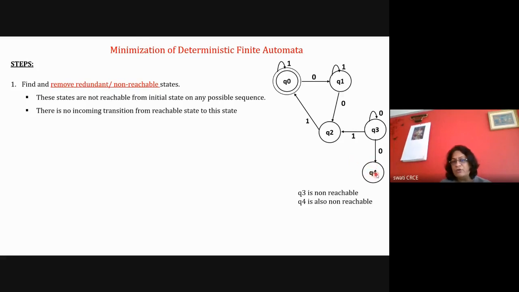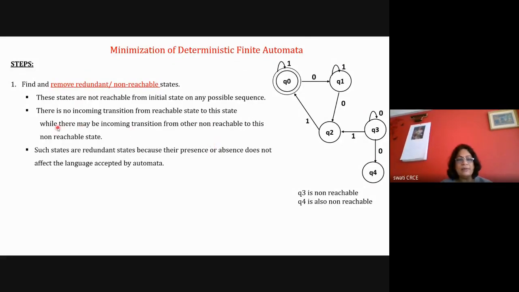But it can have, like in Q4 we can say that there is an incoming transition, but that incoming transition is from non-reachable to non-reachable. Okay, so we cannot just say that if there is no incoming transition, that means it is non-reachable. Here the incoming transition is present, but it is from non-reachable to non-reachable. So that's why Q4 is also non-reachable, because there is no way to reach Q4 from the initial state. So the first statement is the definition for non-reachable states, but the other statements you can just refer to identify.